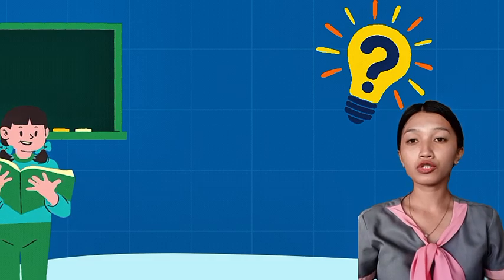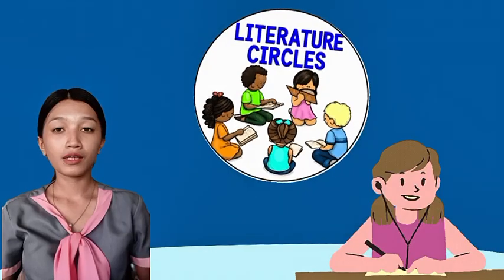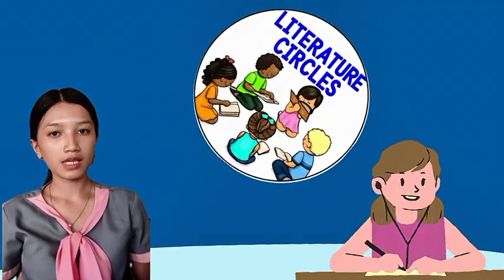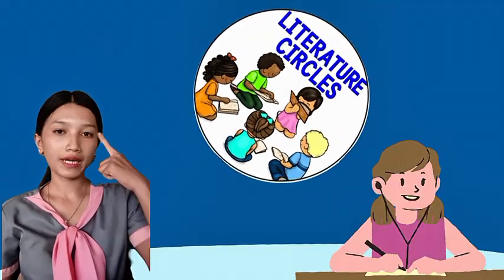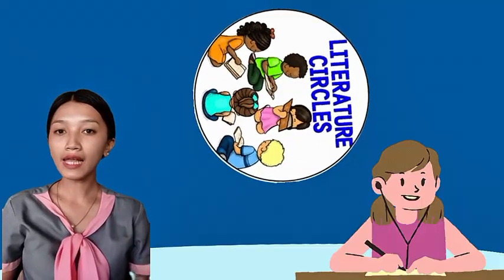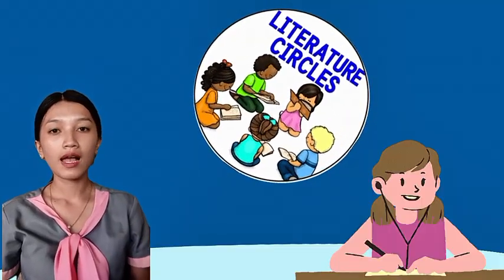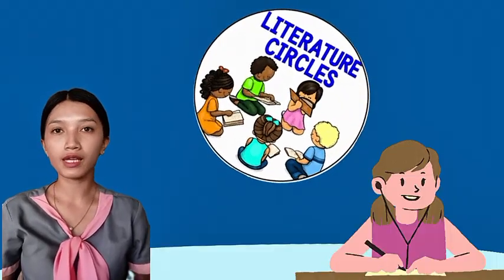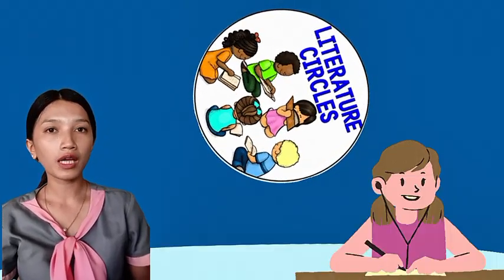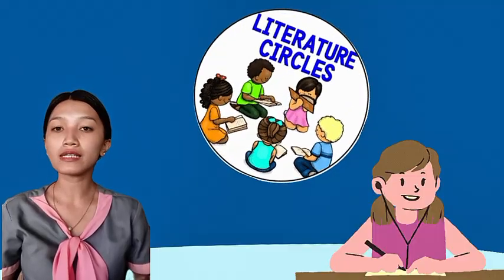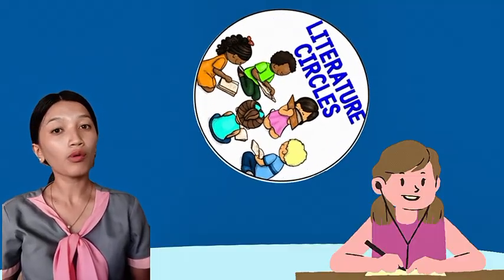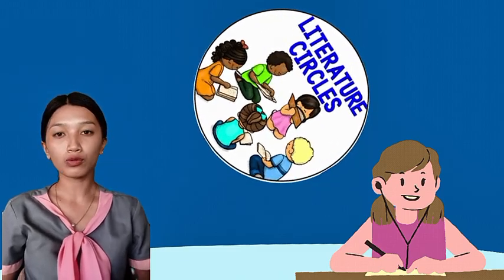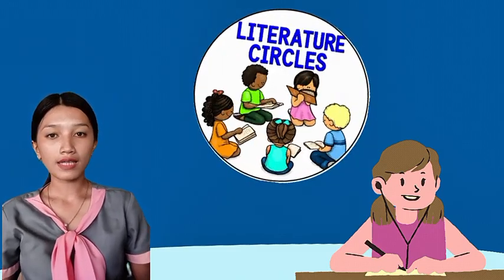So why is literature circle effective? Literature circles develop both academic and lifelong skills. For example, critical thinking, where students analyze and question ideas. Then collaboration. Students work together respectfully. The next is communication. Students express ideas confidently. And last, creativity. Students create visual and meaningful outputs on their assigned tasks.